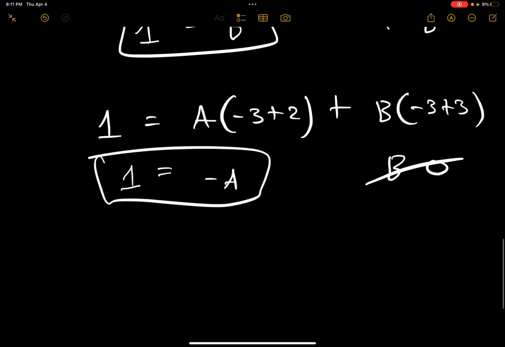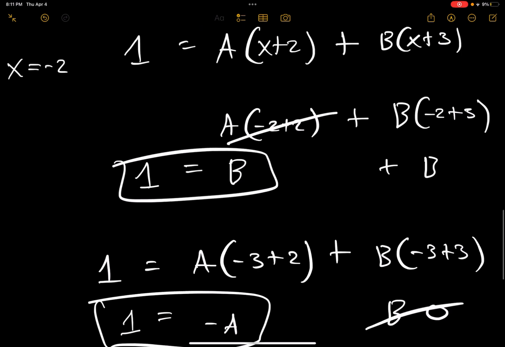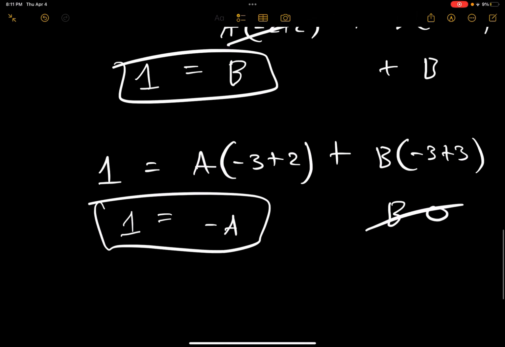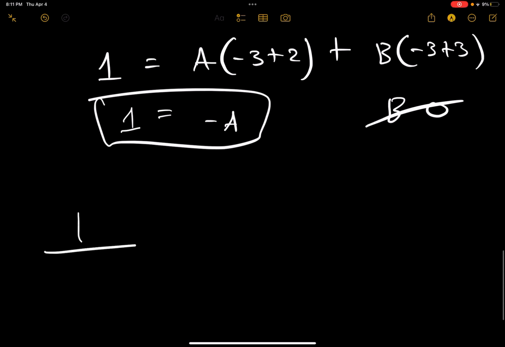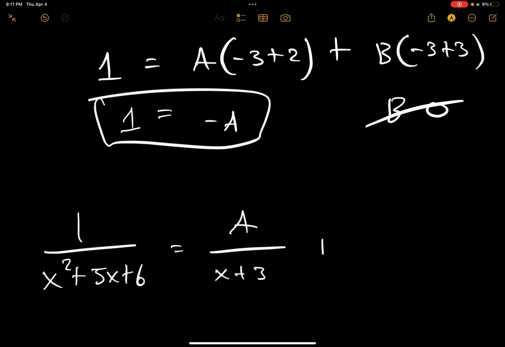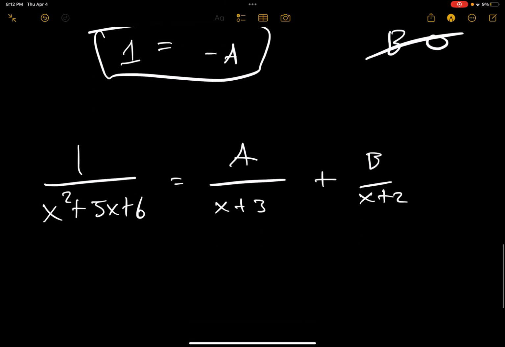1 equals minus a. Now, all we have to do simply is substitute those two values back into the equation. So if we know the equation was like this, 1 over x squared plus 5x plus 6 is the same as a over x plus 3 plus b over x plus 2. And we know the values now. All we have to do is just input them.